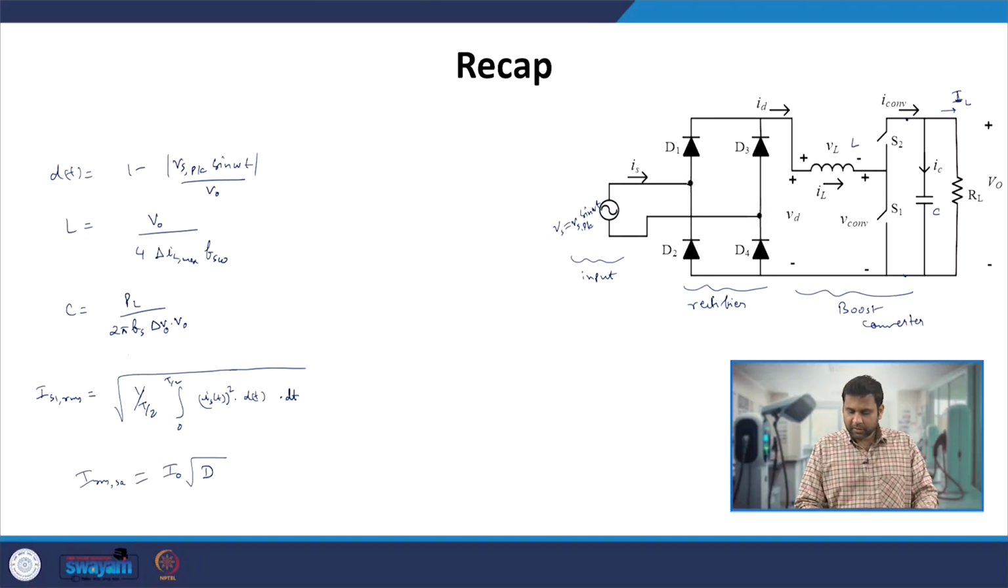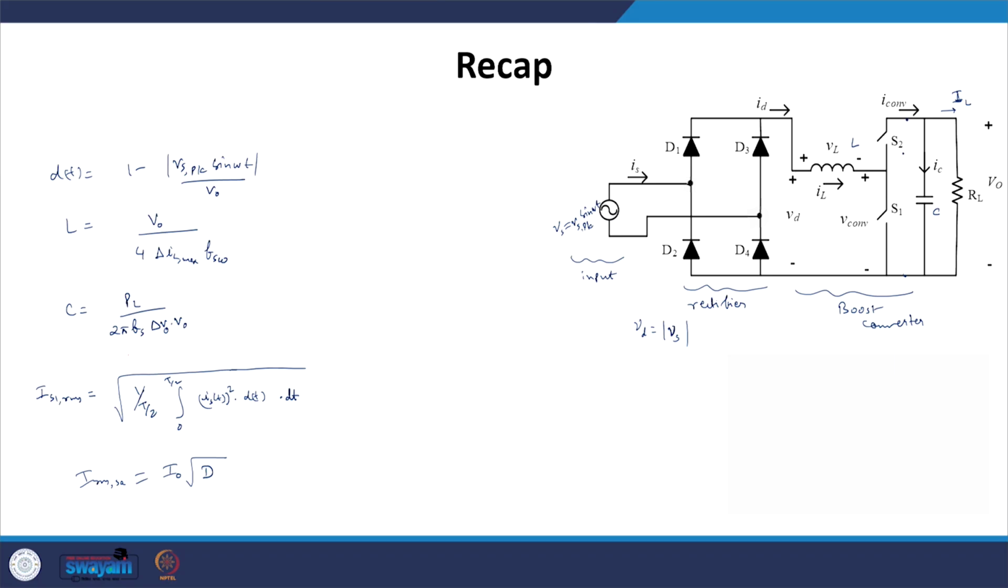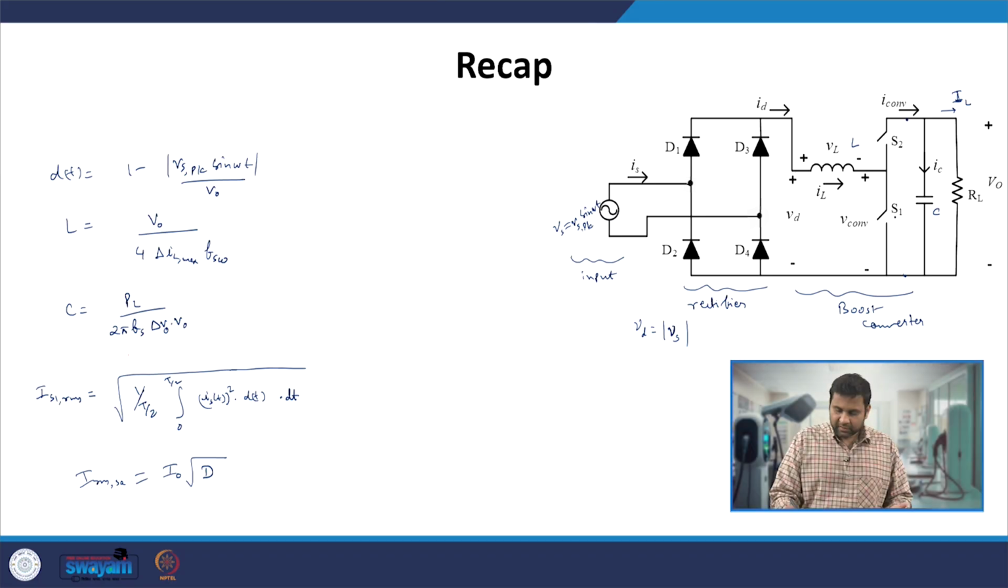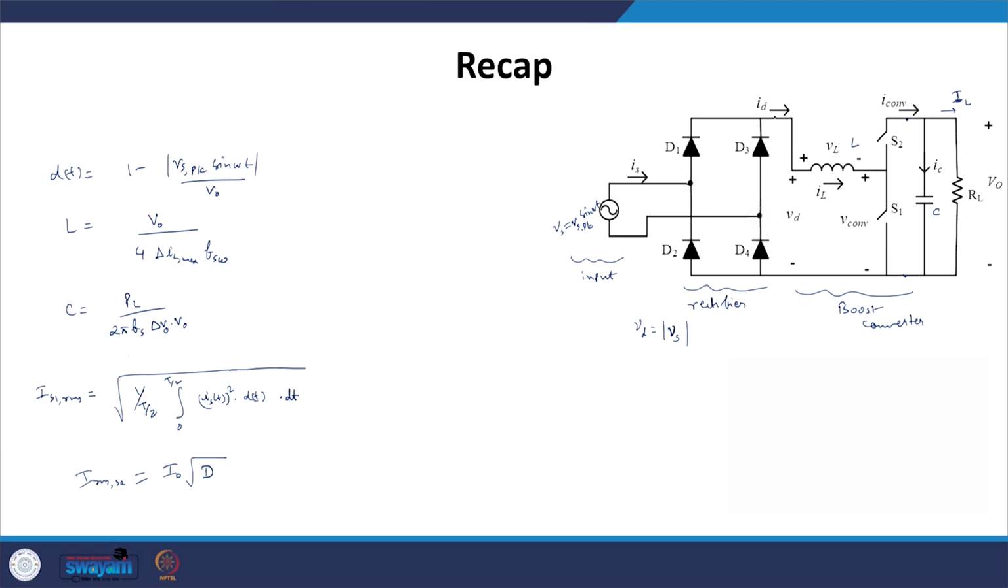So if we recap some of the things we have studied in the context of single phase boost PFC converter: this boost PFC converter consists of a rectifier at its first stage, followed by a boost converter which has the input Vd, where Vd is nothing but the modulus of Vs. The switches S1 and S2 are switched at a high switching frequency in such a manner that, in an average sense, you can apply a variable converter voltage, and that is when one can control the current coming out of the converter so that it follows the same pattern as Vd, without any phase difference.